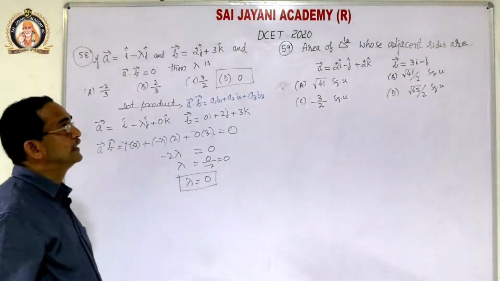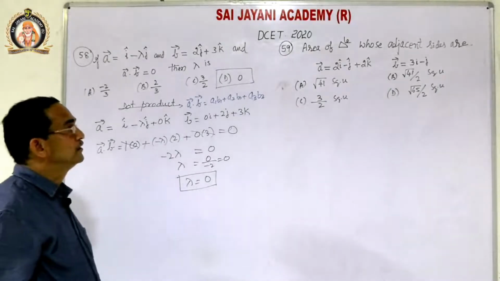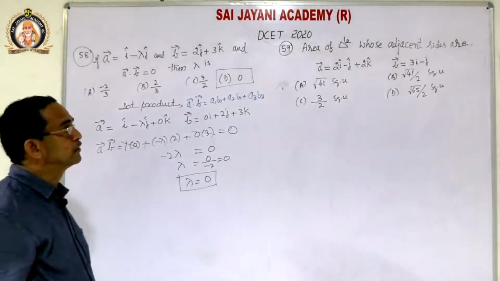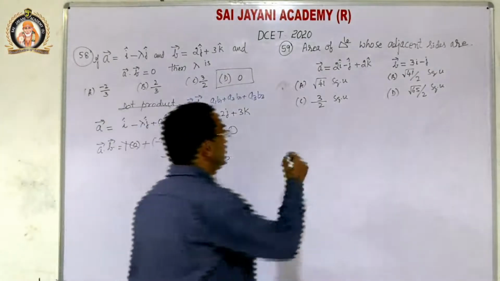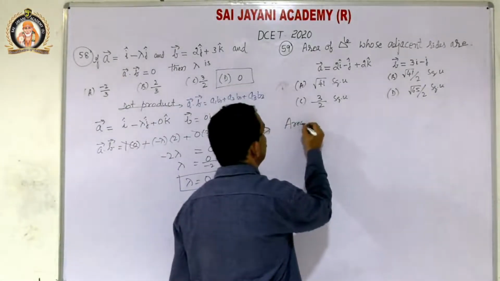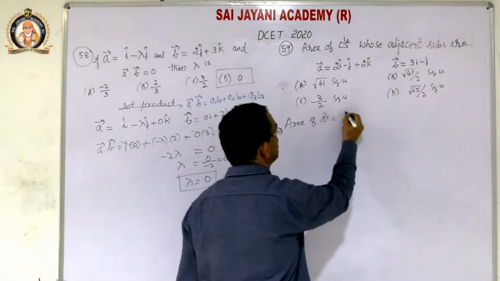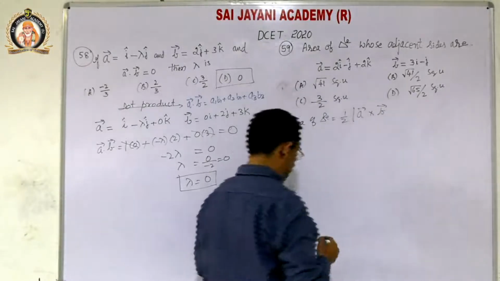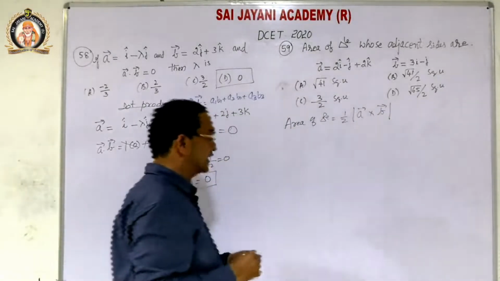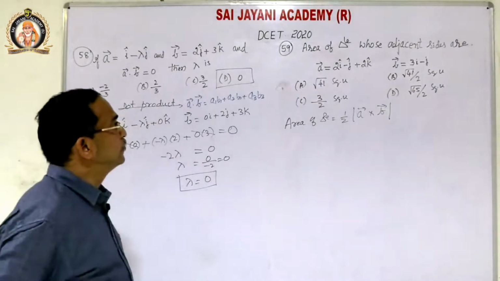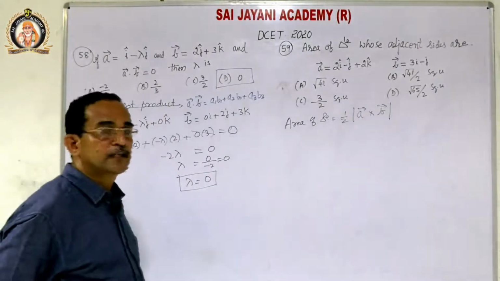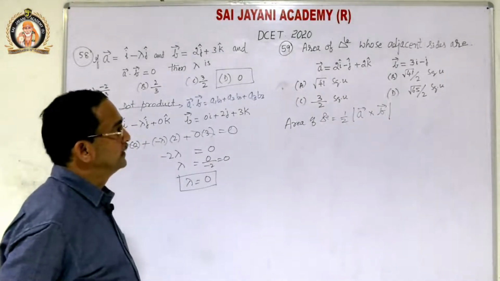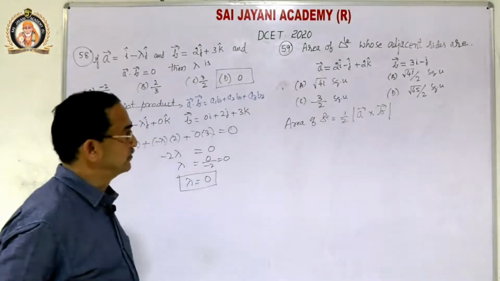Find the area of the triangle whose adjacent sides are given. So A vector is one side and B vector is the other. Of course a triangle has 3 sides, but out of 3 sides he has given only 2 sides. We know the formula: the area of triangle is equal to half into the magnitude of A vector cross B vector. This is very important to know. So he has given 4 answers. The area should always be in terms of square units: root 41 by 2, 3 by 2, and the last one is root 65 by 2 square units, right?